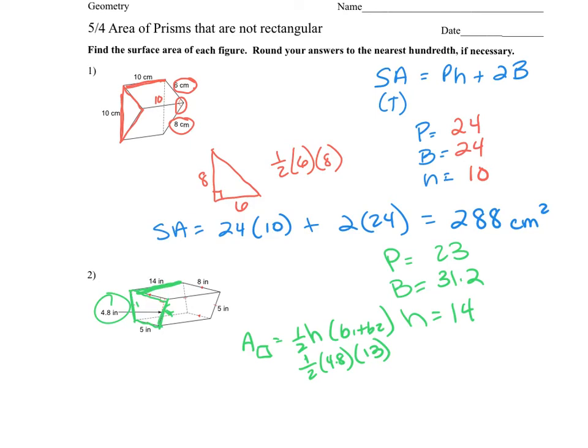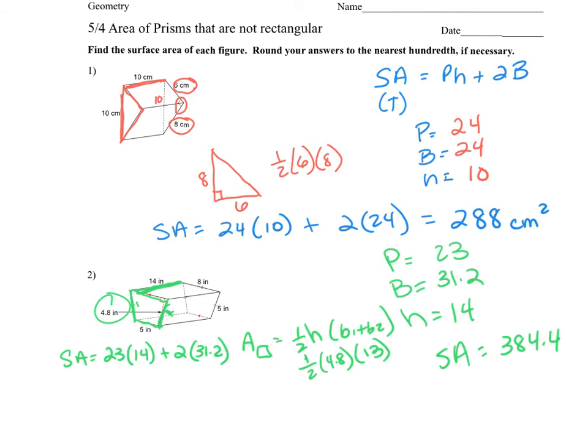So that's 14. So now we're going to put everything in our formula, and it's going to be surface area equals perimeter, 23, times the height, 14, plus 2 times the base, 31.2. And let's see what that gives us. And that gives us that the surface area is 384.4. So you found everything you needed.